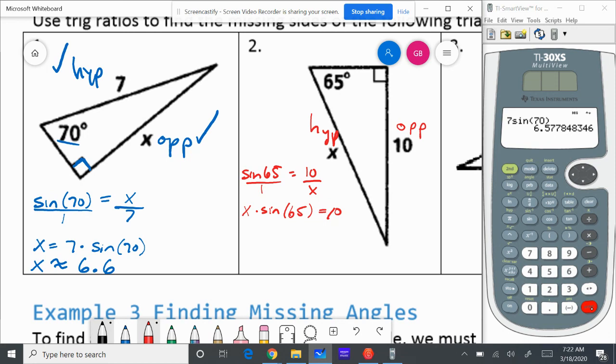So we still need to get the x by itself. So this has an extra step. You have to divide both sides by the sine of 65.